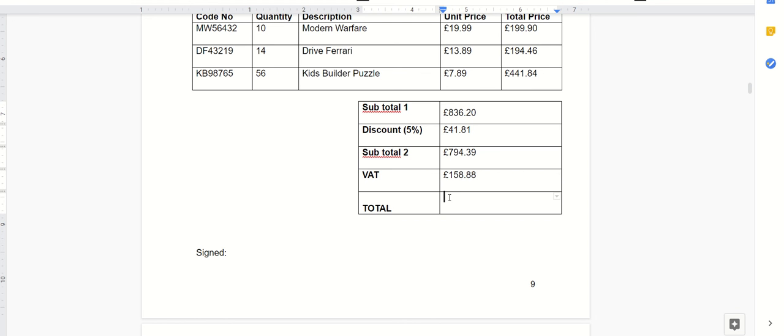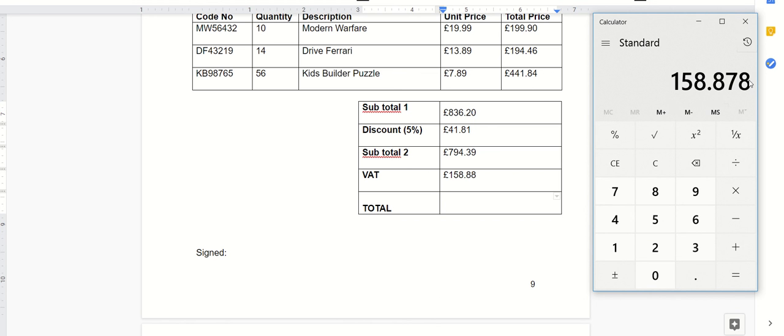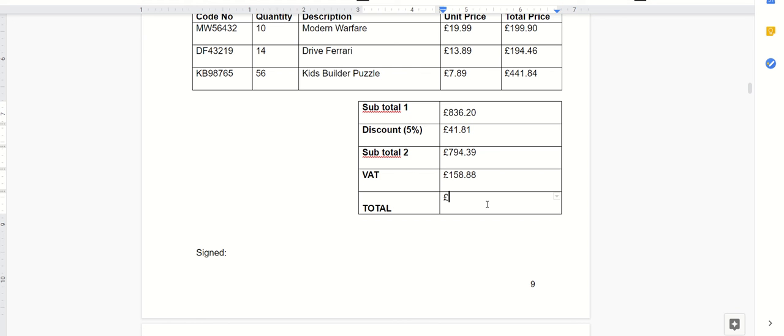158.88 with the VAT. And so we need to add that together now. So we need to add that VAT. So we go 794. And you're wondering why I rewrote that. It's because I've changed the VAT, obviously. 794 by rounding it up. 794.39 added to 158.88. It's a massive amount of VAT when you think about it, but that's actually 20% of the original. So that's actually how much the VAT will be. So we now end up with £953.27.